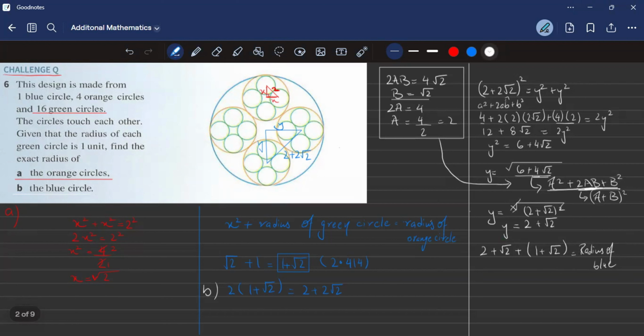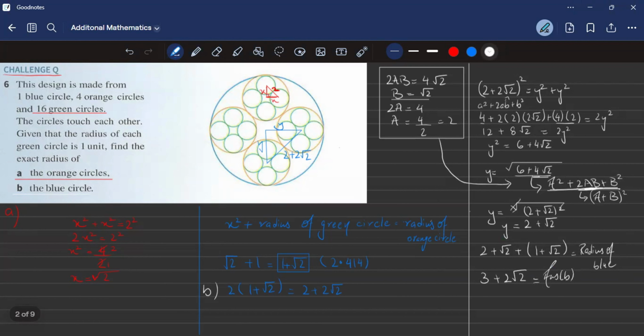Now the next thing we are going to do is just simplify this. 2 plus 1 is equal to 3. Under root 2 plus under root 2 will give us 2 under root 2. And that is our answer for part B: 3 plus 2 under root 2. That is the radius of the blue circle, and that is it for question number 6, which is the challenge question.